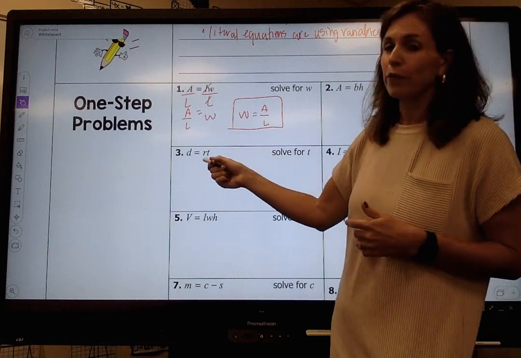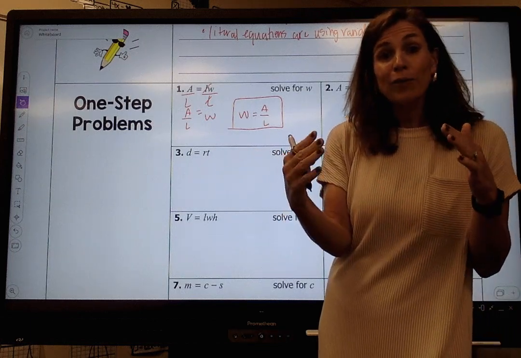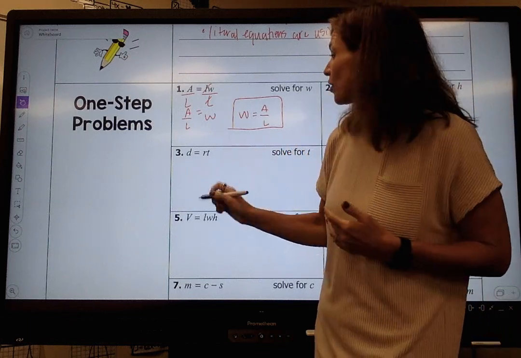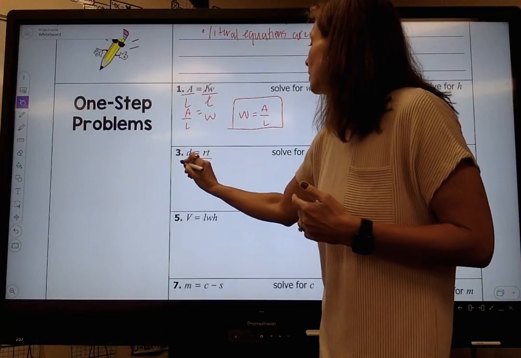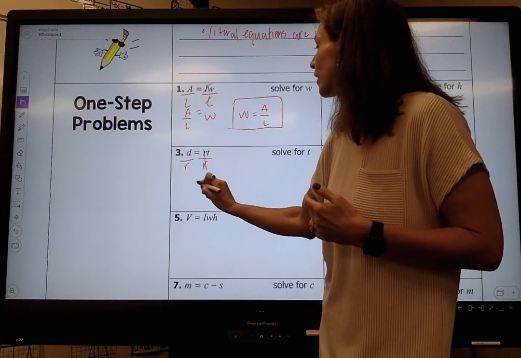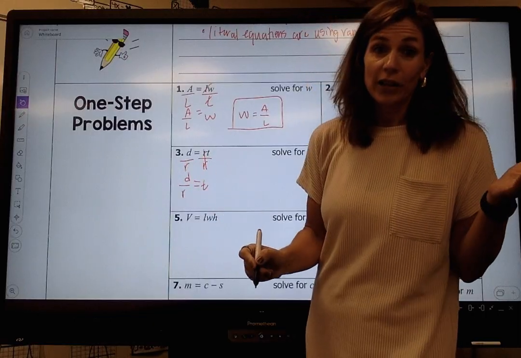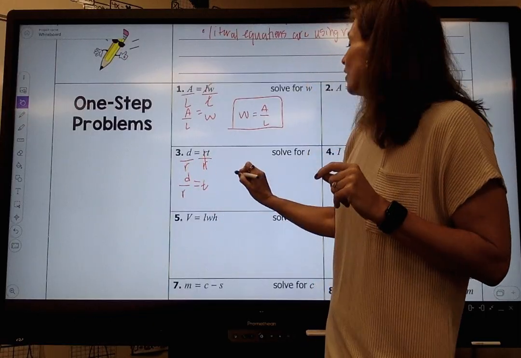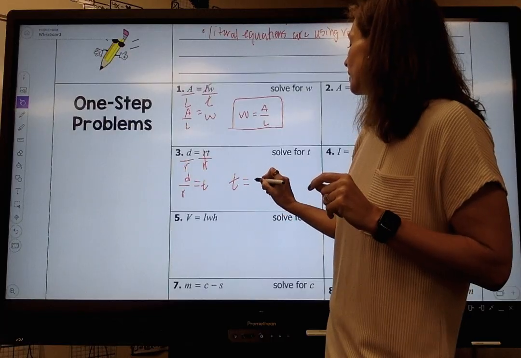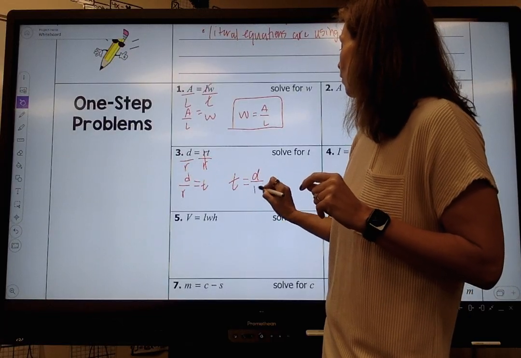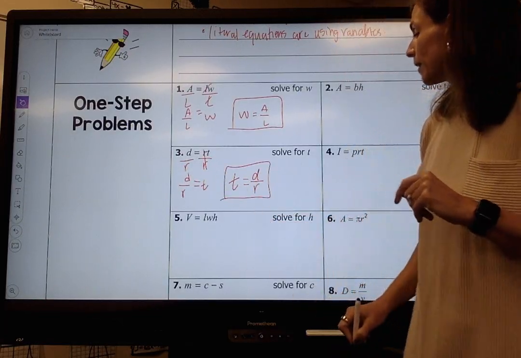Now, if I want to solve for T here, I have to separate it from R. So I separate it by division. So I'm going to divide both sides by R. My R's cancel out. I have D over R equals T. Are you going to give it to me like that? No, you're not. You're going to use symmetric property to put T equals D over R. And that's my final answer.